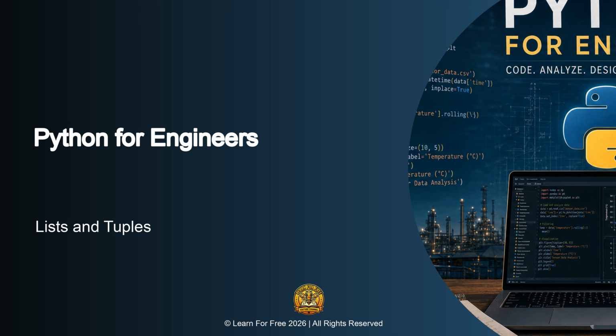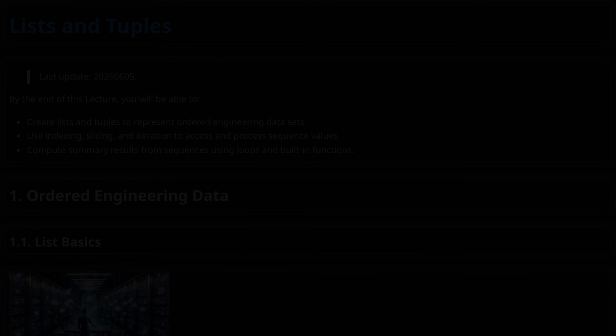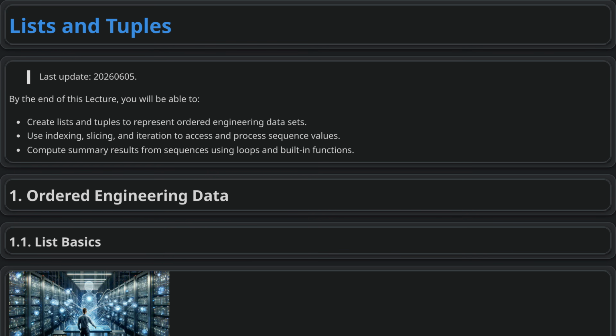Module 2, Lecture A, Lists and Tuples. By the end of this lecture, you will be able to create lists and tuples to represent ordered engineering datasets, use indexing, slicing, and iteration to access and process sequence values, and compute summary results from sequences using loops and built-in functions.